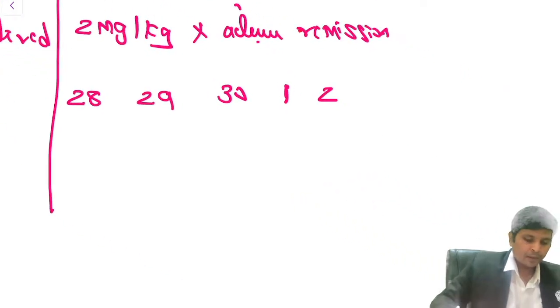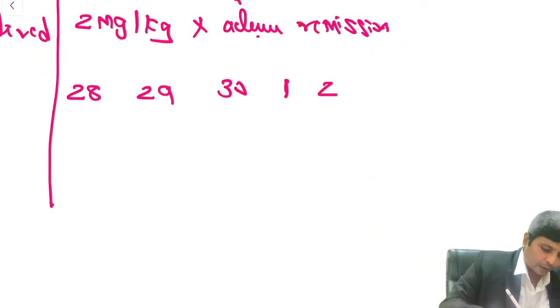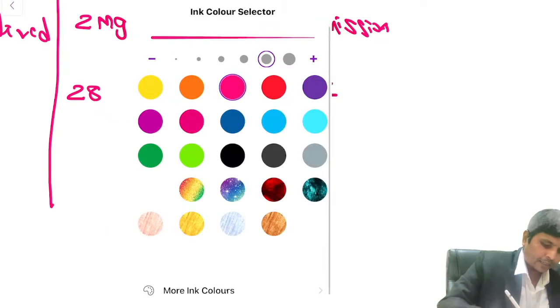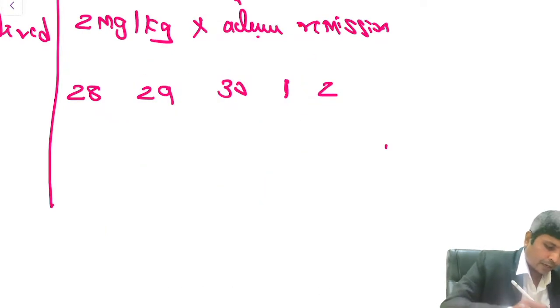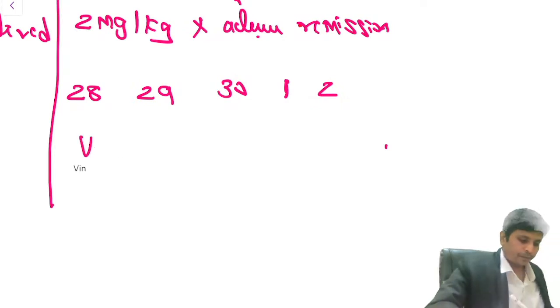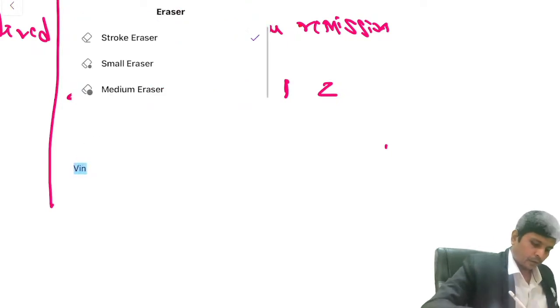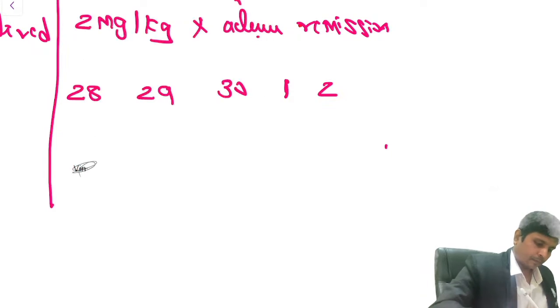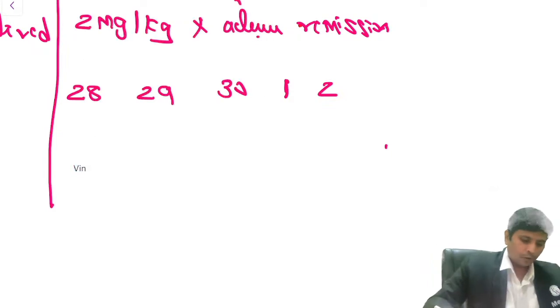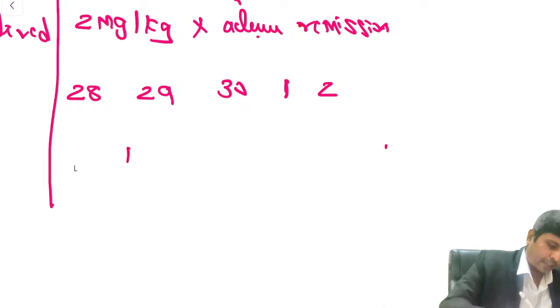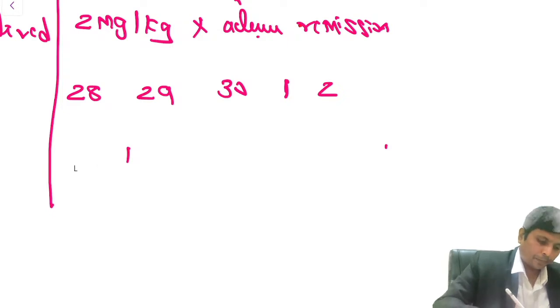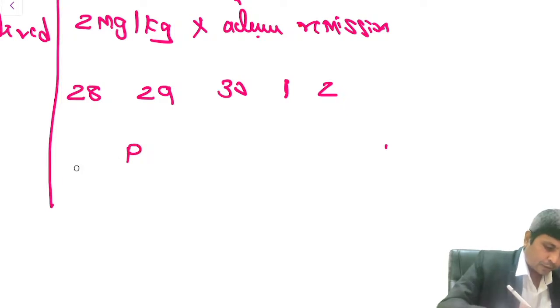So what happens? When I give prednisolone, I will look for daily urine albumin nil or trace. So daily urine albumin I will check. Then I will start prednisolone.